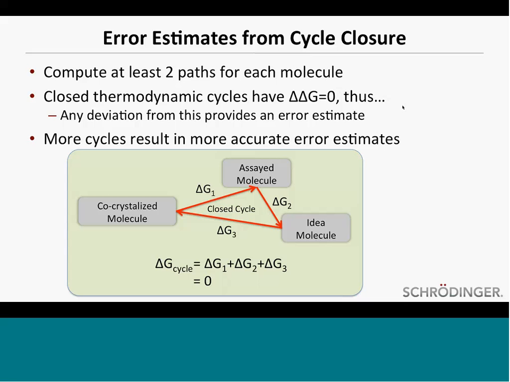In practice, of course, this is never possible. There are, first of all, errors associated with the experiment, and second of all, there will always be some systematic and random errors in the predictions as well. But large errors associated with these cycles can hint at perturbations that are problematic.